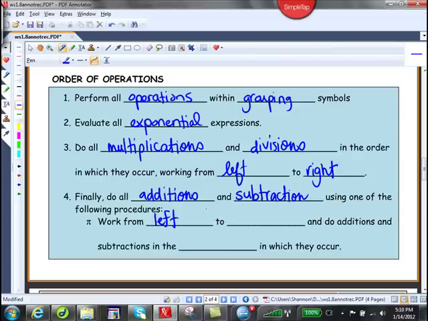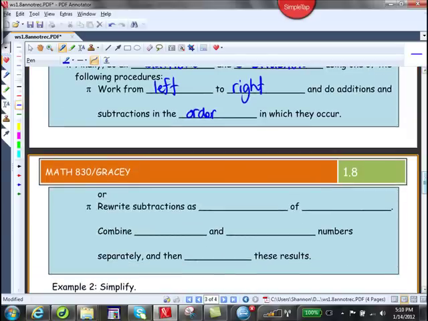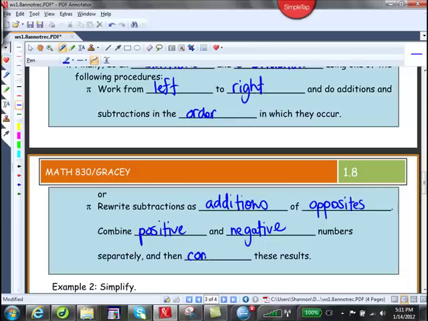You could either work from left to right and do additions and subtractions in the order in which they occur, or rewrite subtractions as additions of opposites, combine positive and negative numbers separately, and then combine these results.